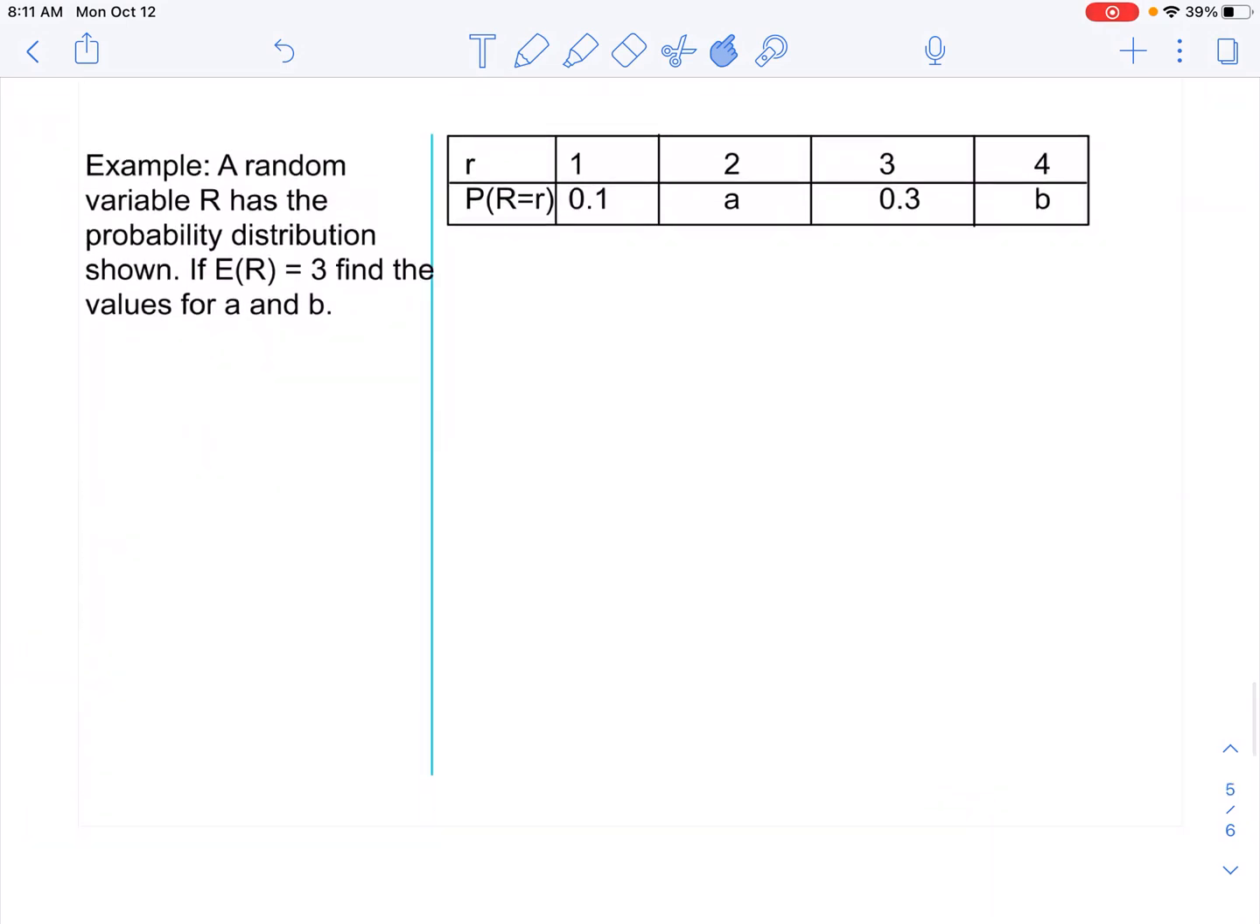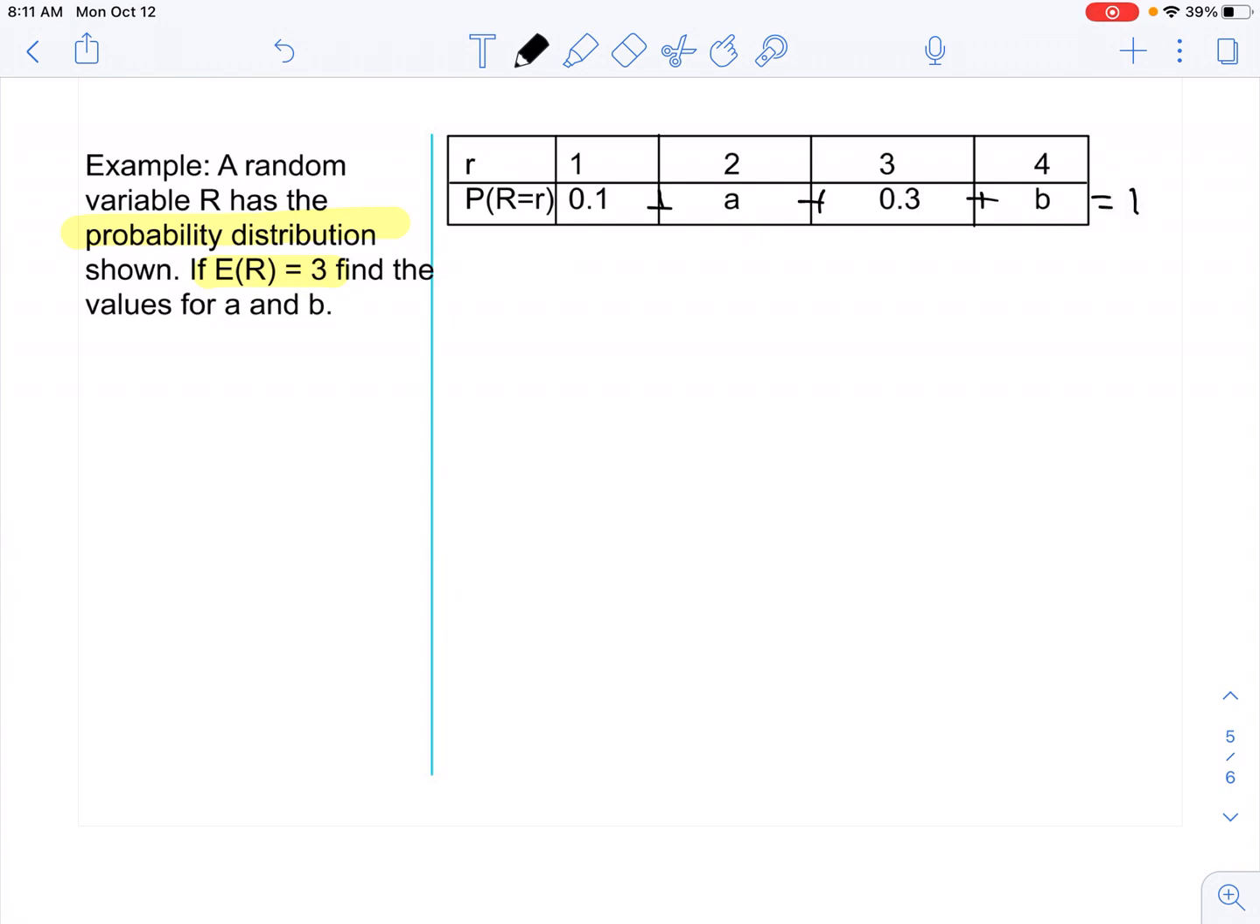A random variable r has the probability distribution shown. If the expected value of r equals 3, then find the values for a and b. So I want you to think about this one. What do we know about probability distributions? We know the expected value is 3. And we also know that the probabilities all have to add up to 1.